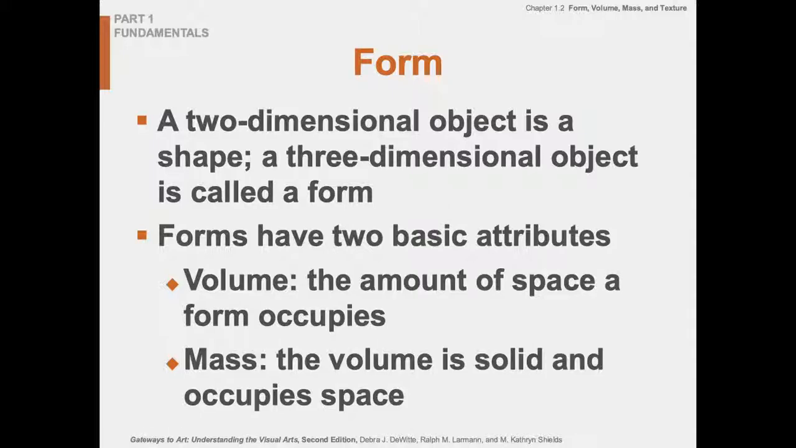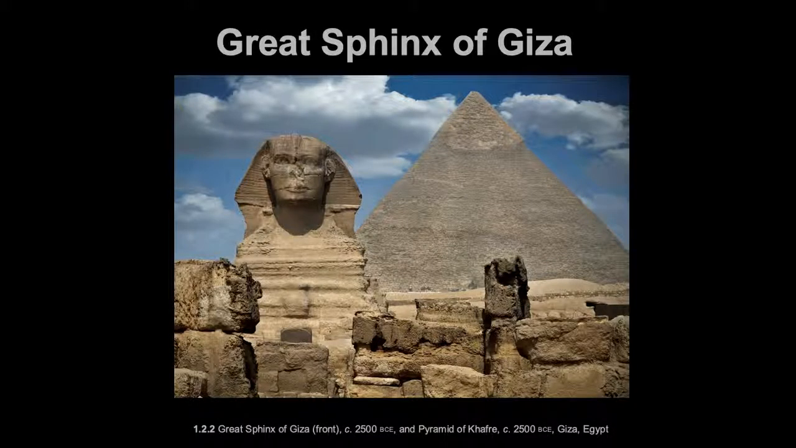So a form has to have two basic attributes: volume, the amount of space it occupies, and mass. Okay, the volume is solid and occupies space. You think about a body as a form, if that makes sense. And we use that interchangeably sometimes. Okay, the Great Sphinx of Giza, great example, awesome photograph, by the way.